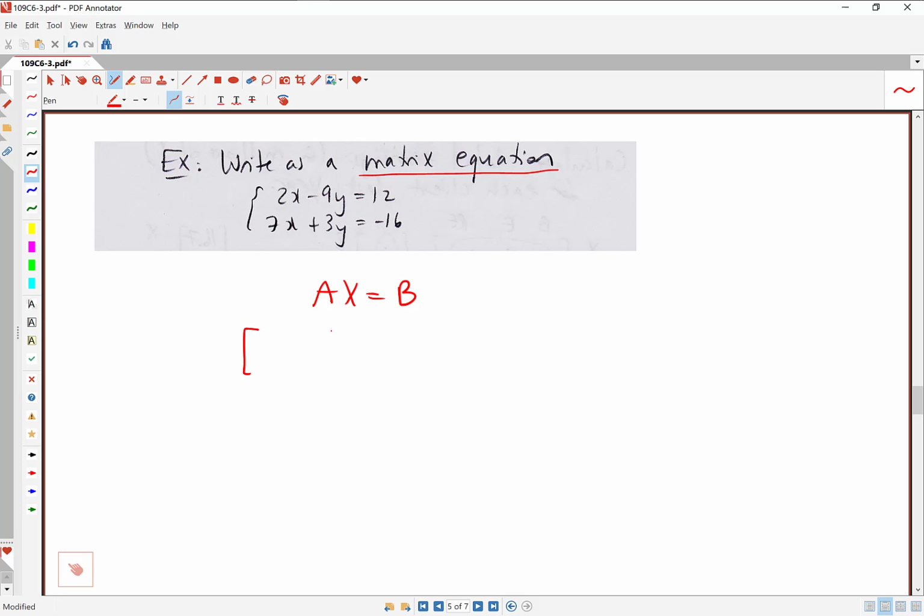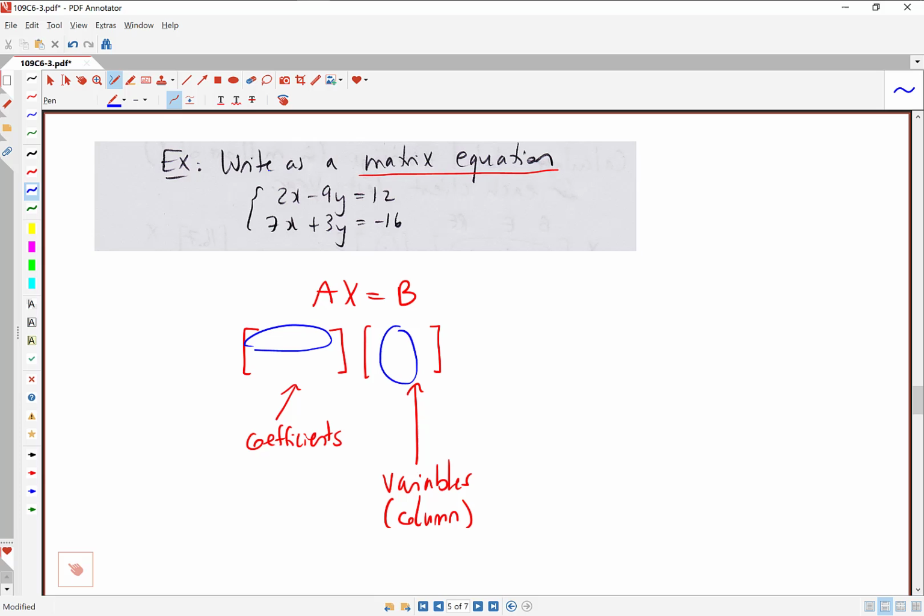So A is going to represent the coefficients of your system of equations. X is going to represent your variables. And the variables are always going to be written in the form of a column. The reason we have to insist on that is just so that when you actually do the multiplication of this row with that column, the sizes are compatible. Okay, and then we're going to say this is equal to, and over on the right side, we're going to have the constants from the right side of the system. And again, we have to insist that that's written as a column, just so that the size of what we have on the left side is the same as what we have on the right side.